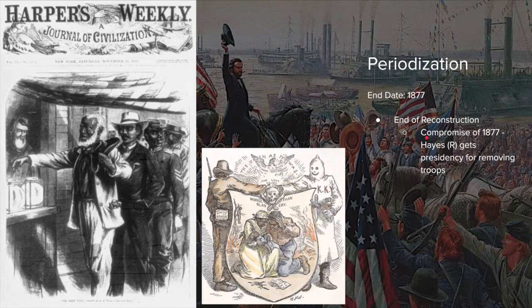This happens with the Compromise of 1877, which you should know. President Hayes is going to get the presidency in a deal with Congress, and he agrees to remove the troops from the South, right? He's a Republican, so he's supported by the North, but he gets elected because he says, I will remove troops from the South, which marks our end of Reconstruction.